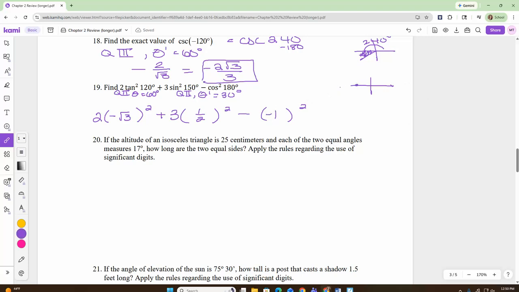Or you can go back to our x, y, and r trick from the last chapter. Cosine is x over r, so negative 1 over 1 is negative 1. So then you just work this out, so you get 2 times 3 plus 3 times 1/4 minus 1. So 6 minus 1 is 5, and 3/4. So 5 3/4. Or you could say 5.75, or you could say 23 over 4. Those are all equivalent.